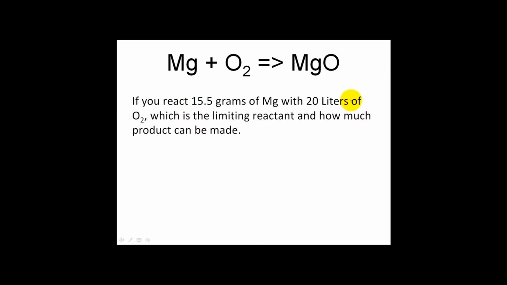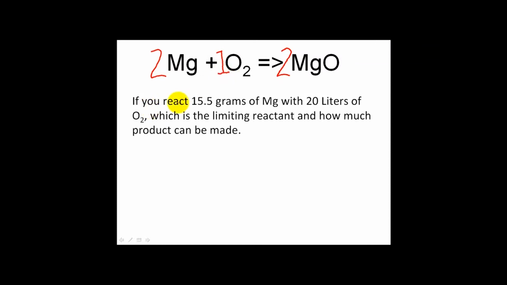So let's start out with a problem here, okay? This is a problem that's not balanced right now. We're going to balance it in a second, but it's magnesium reacting with oxygen to produce magnesium oxide. In order to do this problem successfully, we do need to balance it, and it's to be balanced with this. All right, so those are the coefficients we're going to use to balance.